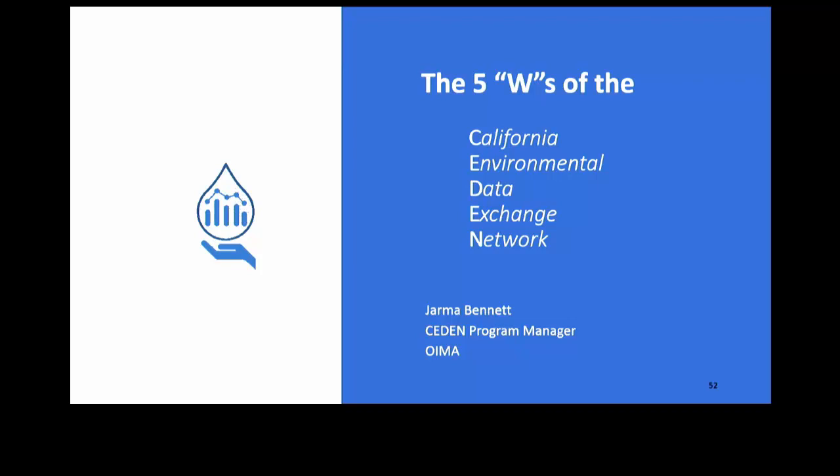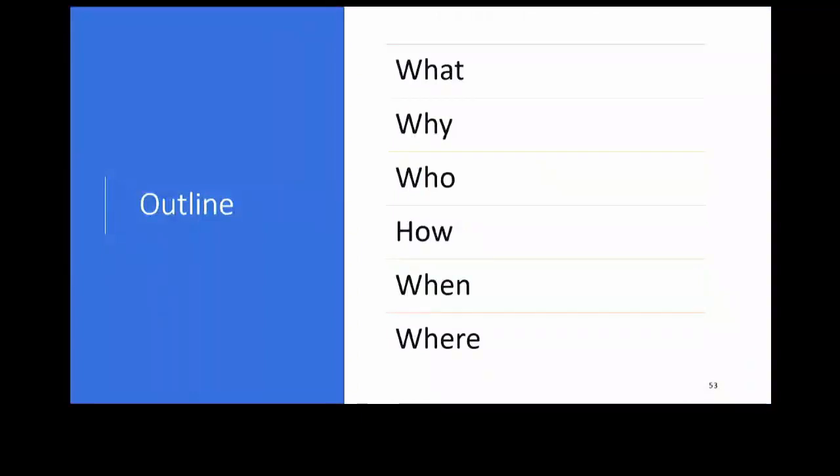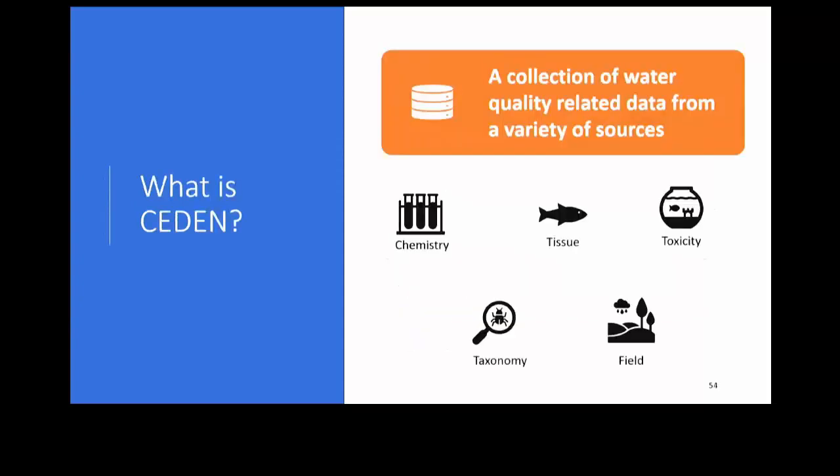Okay. All right, so you've written your QAPP and you found a lab, you've sampled your water, you get your data back, and what do you do with your data? You can put it into CEDEN, the California Environmental Data Exchange Network. So I'm going to go over the 5 W's of CEDEN, the who, what, why, where, and then we throw in the how, but not necessarily in that order.